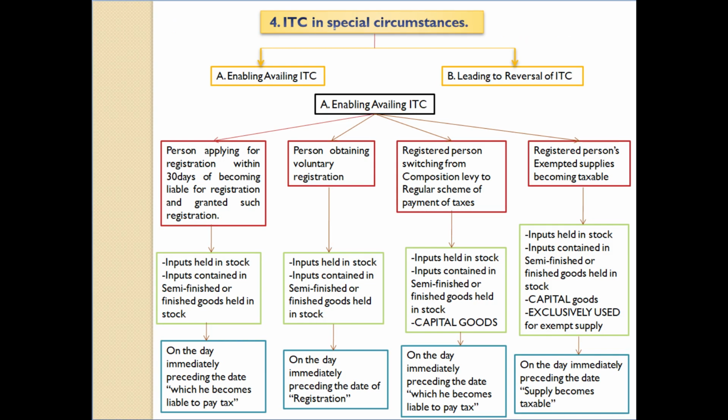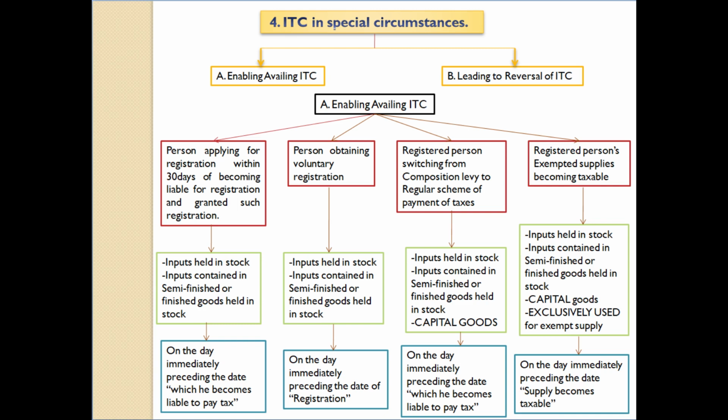And the next, fourth topic is ITC in case of special circumstances. These are of two types: circumstances enabling input tax credit and circumstances leading to reversal of input tax credit. Now let us discuss the enabling of availing ITC. There are four types of eligible persons to take input tax credit.